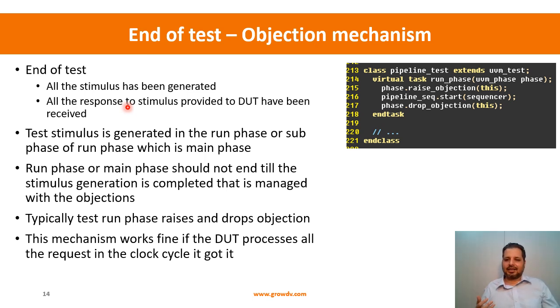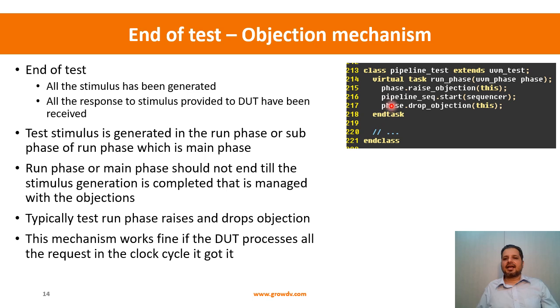Because we need to check that. Unless we check it, we cannot say test has completed. And how do we do this, right? So the test is the component that is generating the stimulus, and it generates it in the run phase, or the sub phase of the run phases, which is the main phase. And then run phase or main phase should not end till all the stimulus generation has completed, and typically this is managed with the objection.